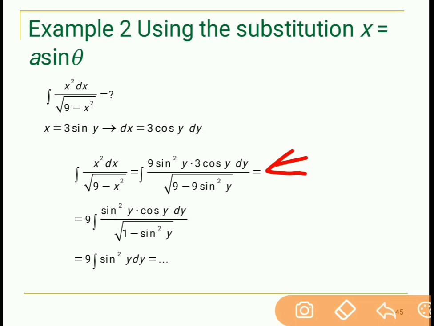And further we will get this equation as 9 into integration of sin square y into cos y into dy upon under root 1 minus sin square y. Under root 1 minus sin square y is what? Cos square y under root, and that will be equal to cos y. So this cos y and cos y will get cancelled, and finally you will get sin square y into dy.